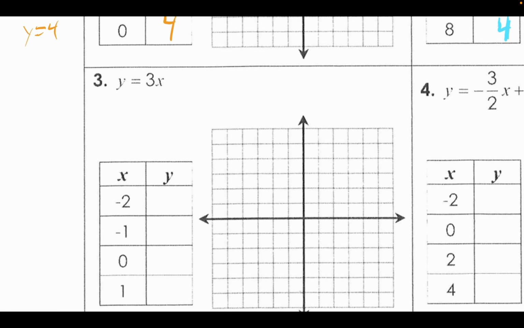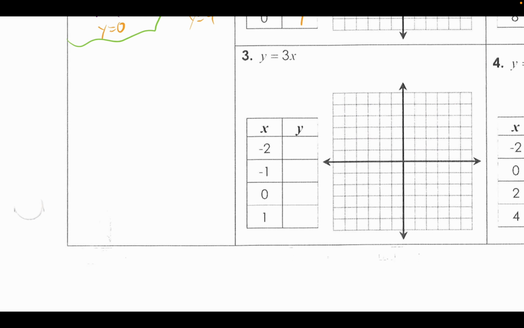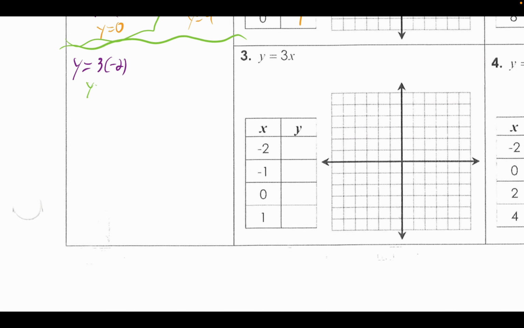Number 3 here, y equals 3x. So we have these 4 x values selected already: -2, -1, 0, and 1. So I'm going to start plugging these in. As I plug them in, I have y equals 3 times negative 2, which gives me y equals negative 6. Then I'm going to plug in negative 1 for x, so 3 times negative 1, which is just y equals negative 3.